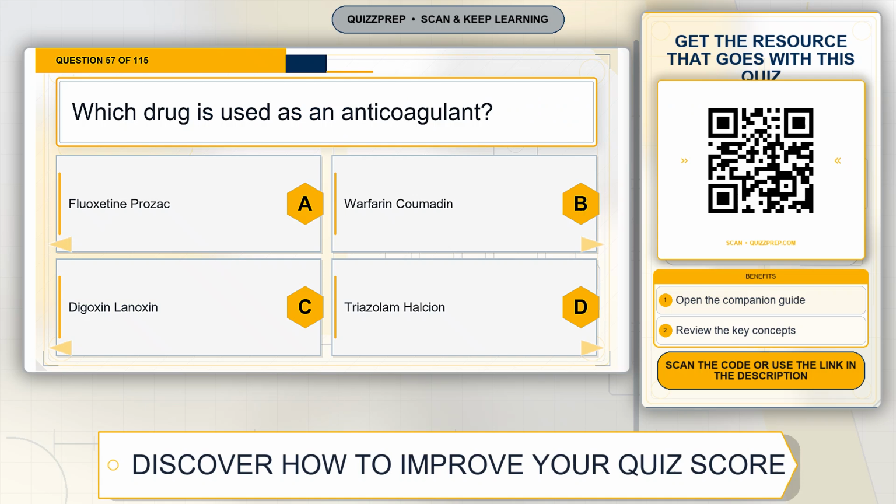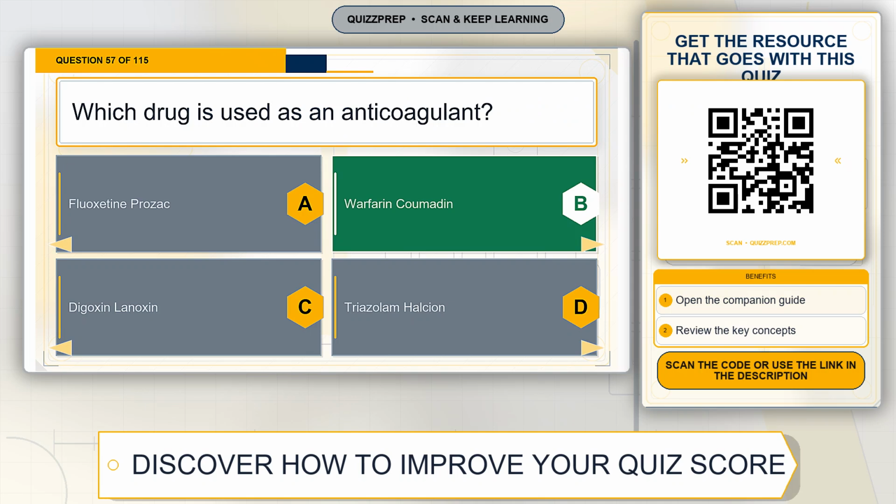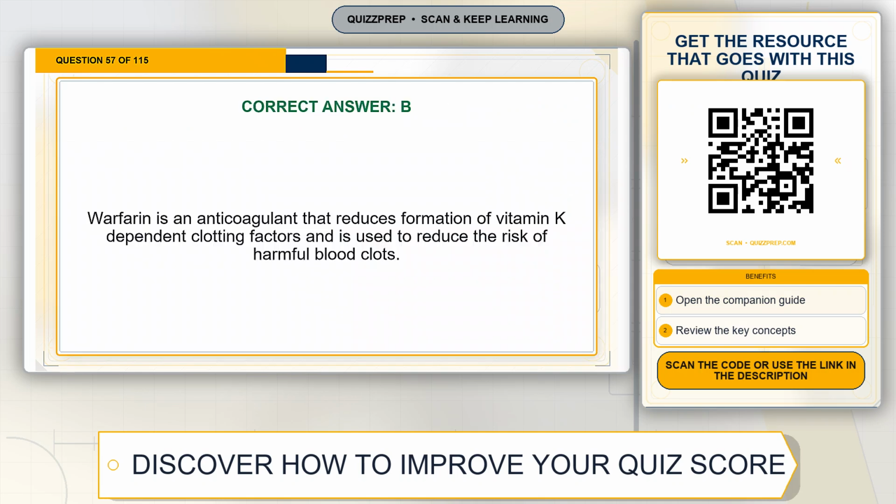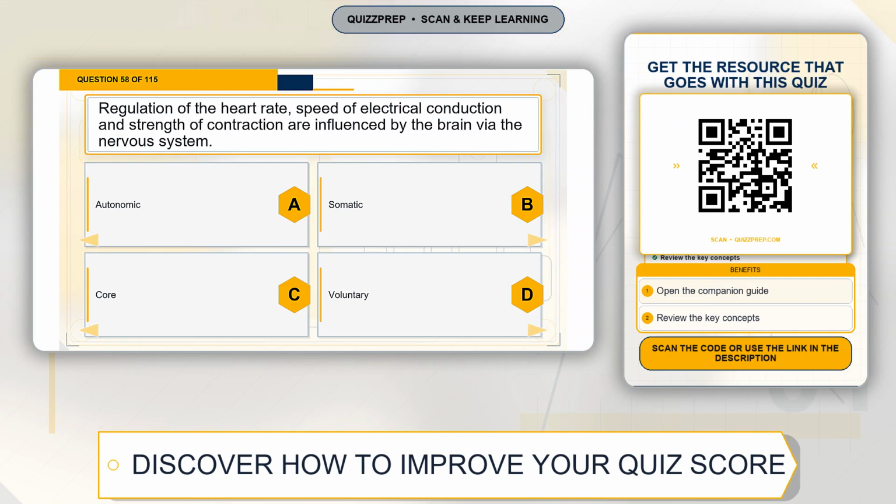Question 57. Which drug is used as an anticoagulant? Option A, fluoxetine Prozac. Option B, warfarin Coumadin. Option C, digoxin Lanoxin. Option D, triazolam Halcion. The correct answer is option B, warfarin Coumadin. Explanation: warfarin is an anticoagulant that reduces formation of vitamin K-dependent clotting factors and is used to reduce the risk of harmful blood clots.